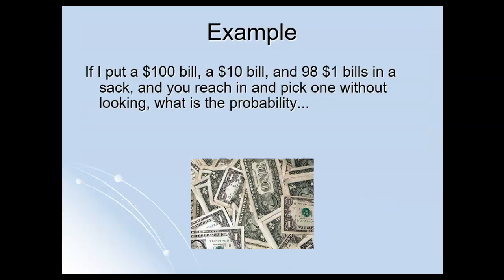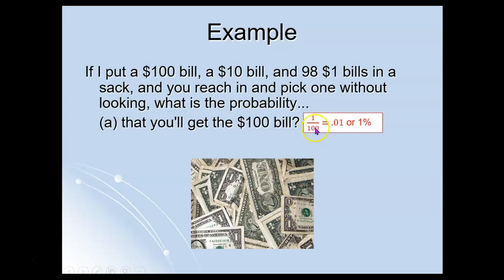Next example. If I put a $100 bill, a $10 bill, and 98 $1 bills in a sack, and you reach in and pick one without looking, what is the probability that you'll get the $100 bill? Okay, so how many ways could that happen? 1. Out of how many possible outcomes in all? Well, there's 100 bills in there. You could get any one of those, so the probability is 1 over 100, otherwise known as 0.01 or 1%. You've got a 1% chance of getting that $100 bill.